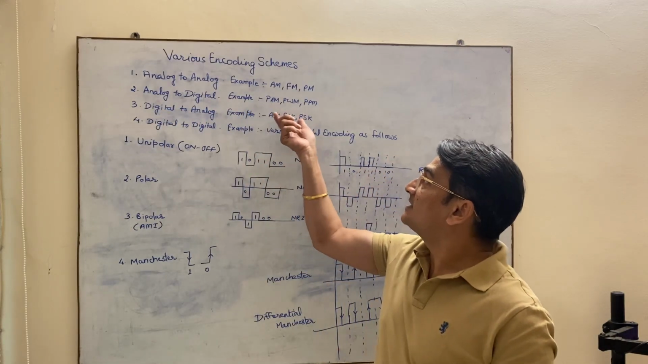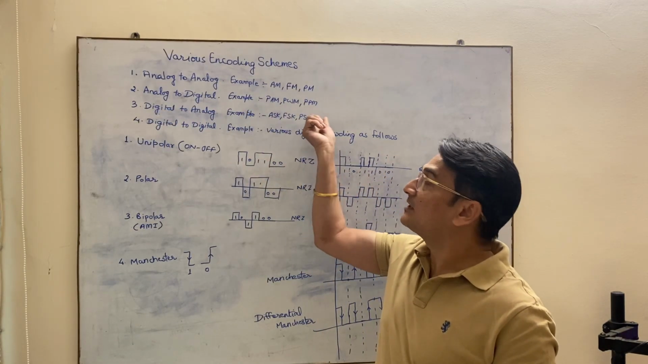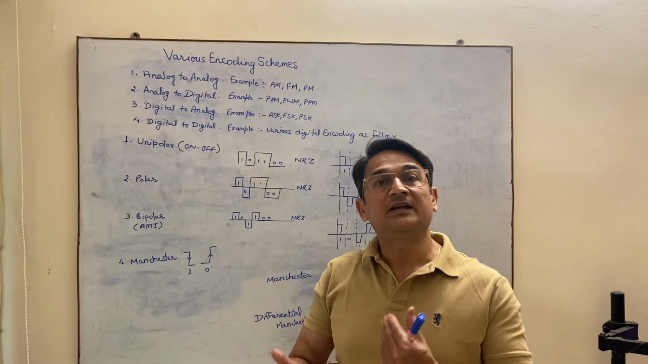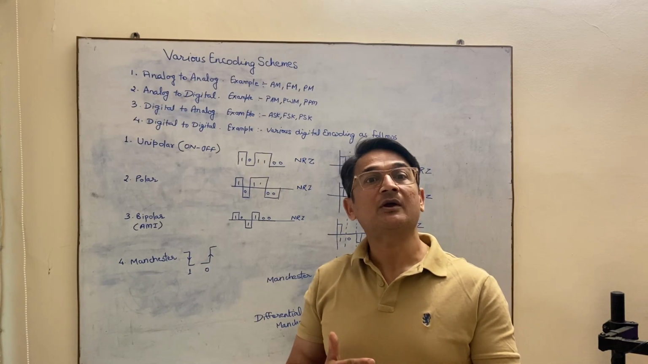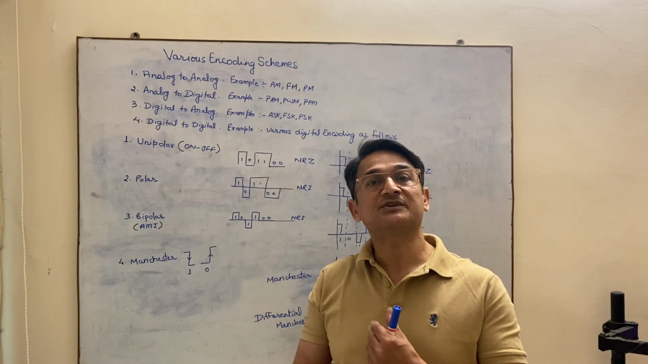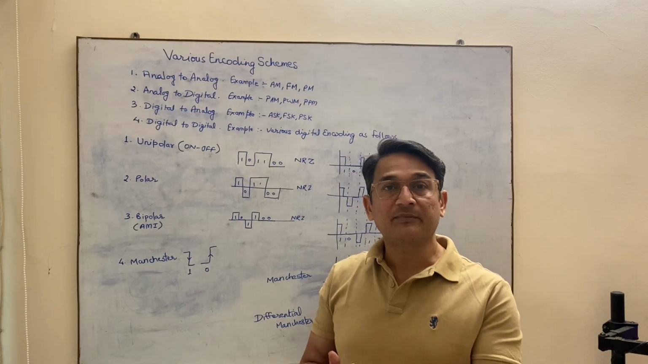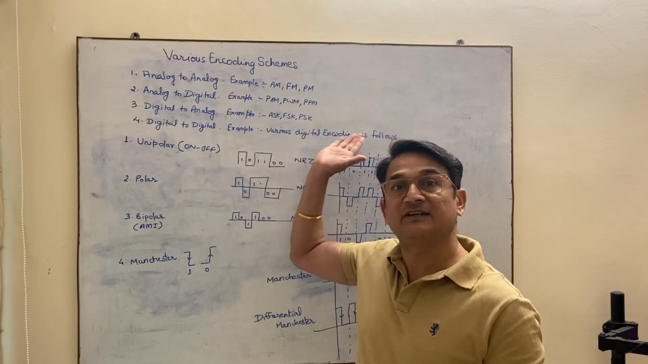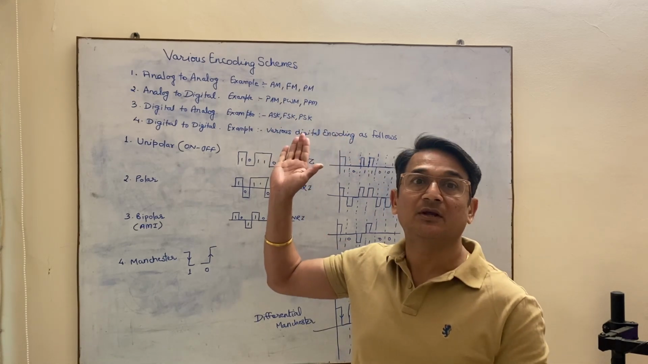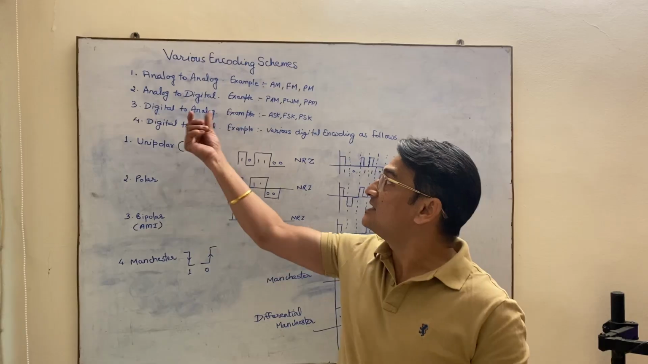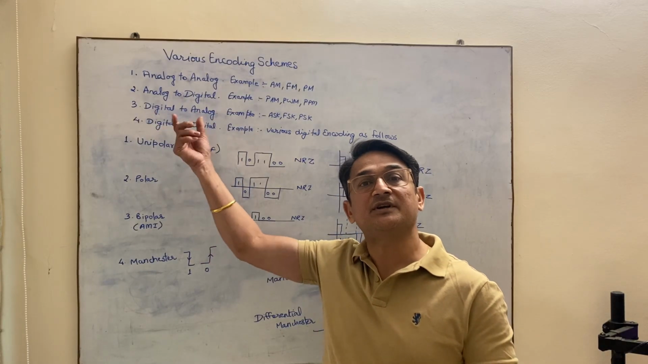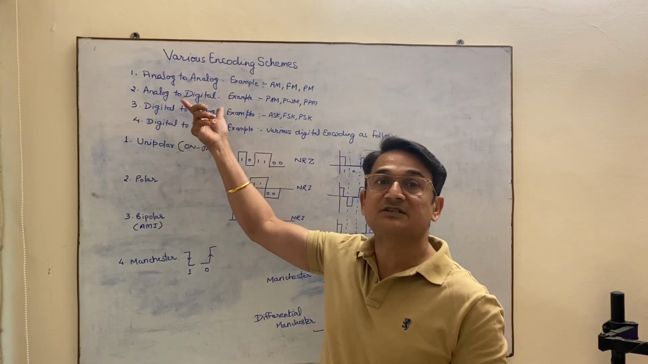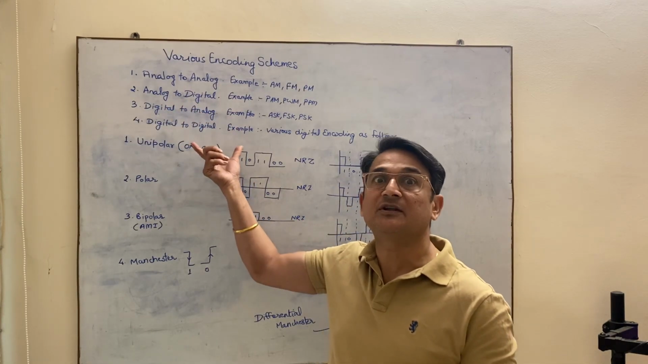The examples for this are pulse amplitude modulation, pulse width modulation and pulse position modulation. As you know, the information is in the form of analog and we can convert that information into its corresponding samples. In PAM we change the amplitude, in PWM we change the width and in PPM we change the position of the pulse. So basically we are converting the analog information into its corresponding digital signal. This type of encoding is known as analog to digital encoding.